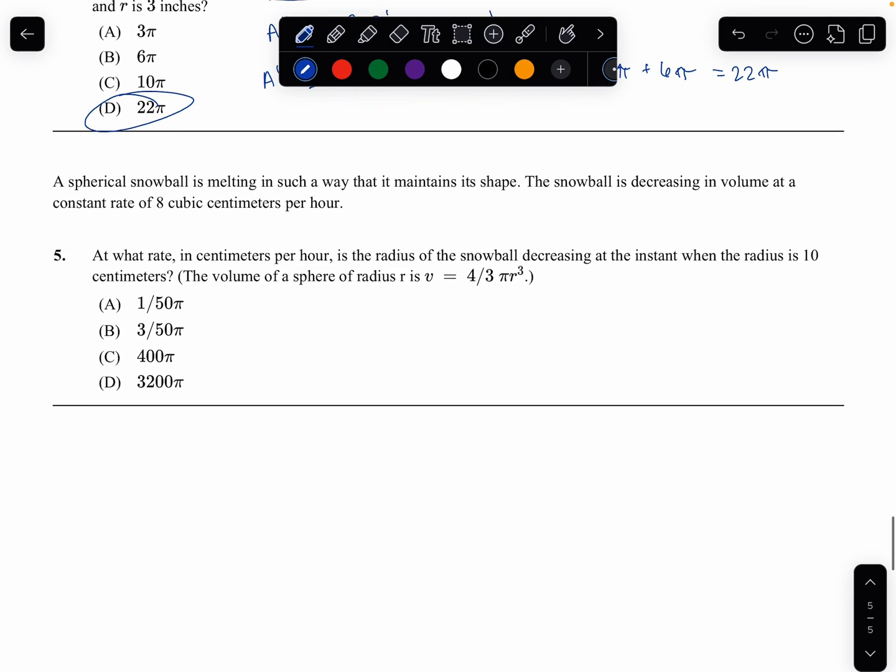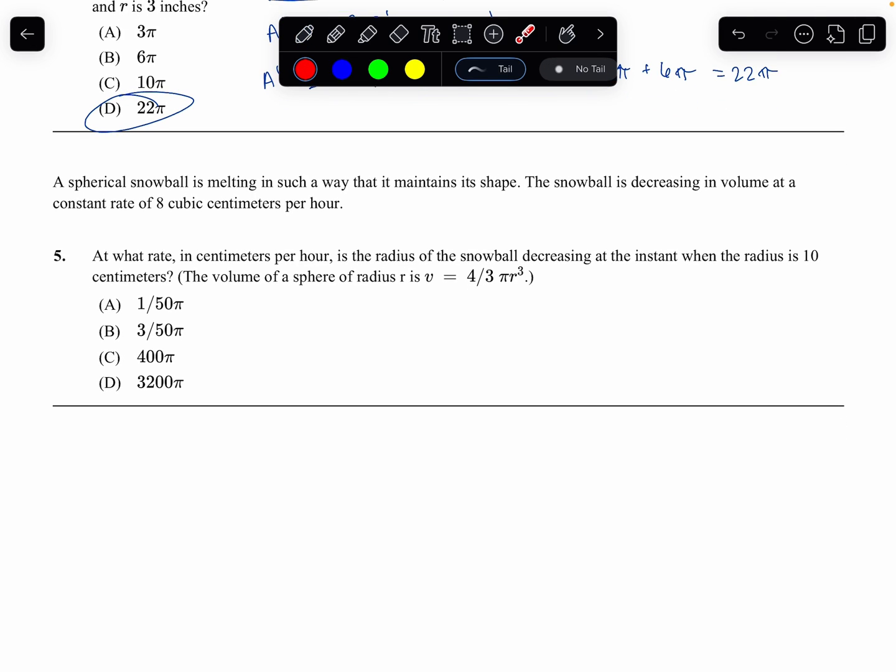And then the last question right here. A spherical snowball is melting in such a way that it maintains its shape. So it's still going to maintain as a sphere. The snowball is decreasing in volume at a constant rate. So I'm going to say V prime is equal to -8. At what rate in centimeters per hour is the radius decreasing at the instant when r is equal to 10 centimeters? So we're trying to find r prime.